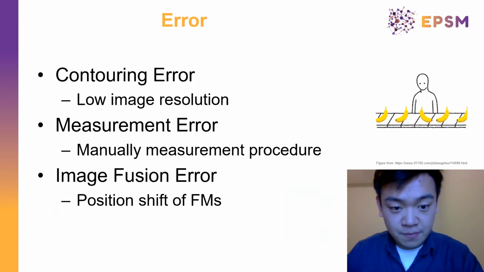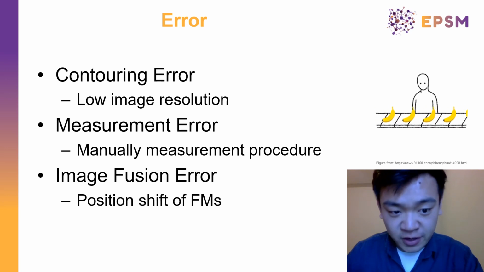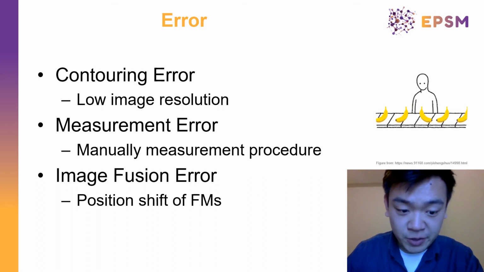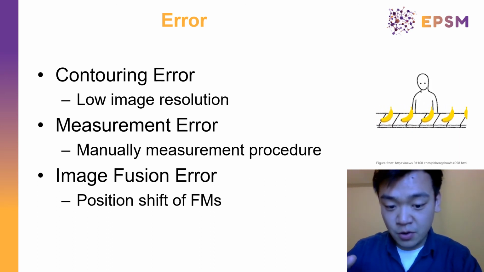And of course, there are many errors in this project. The first one is contouring error, which results from low CBCT image resolution. The second one is measurement error, which is produced by the manual measurement procedure. And the third one is image fusion error, which is caused by the position shift of fiducial markers among the different CBCT or CT fractions.